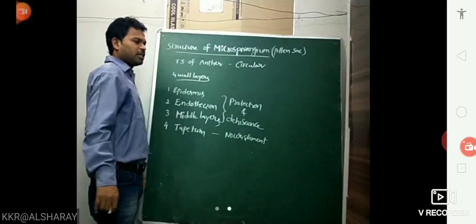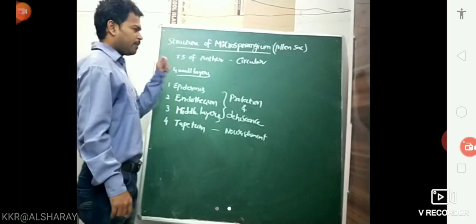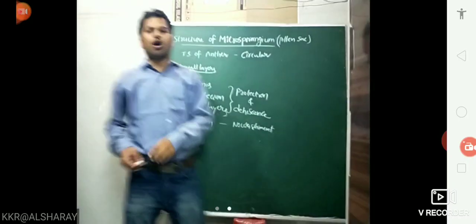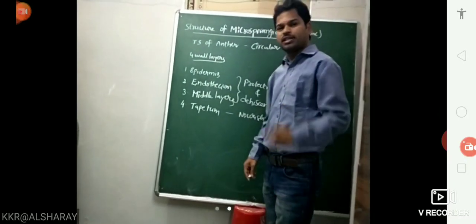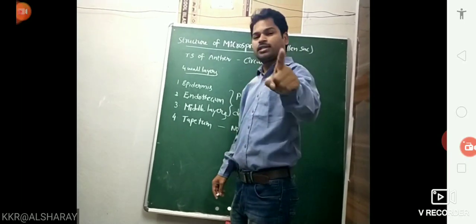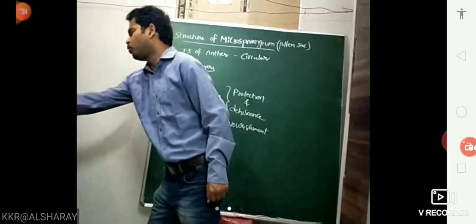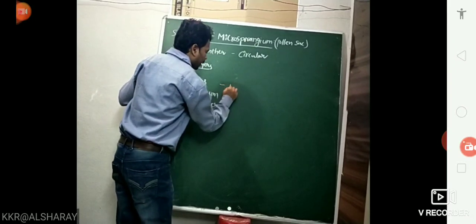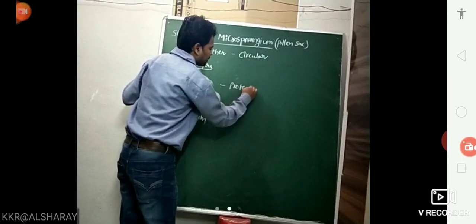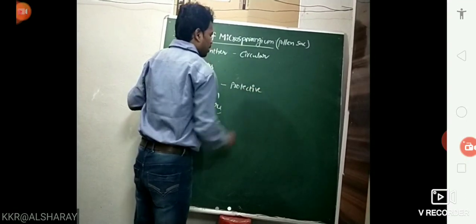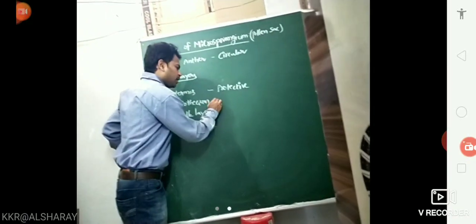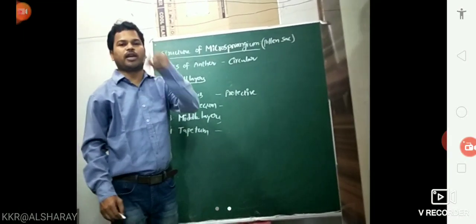First, epidermis, which we are observing in your diagram. Epidermis is a single layer, the outermost layer. It is the protective layer. Now come to the neat portion, then see one by one. Epidermis is a single layer, outermost layer, protective layer. Next, endothecium. Endothecium means it is the hypodermis of the microsporangium.